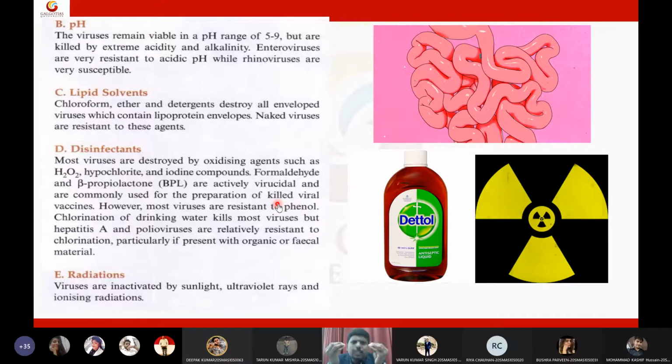Basically, viruses are the simplest living organisms, and it doesn't take much effort to kill them. All we need is somewhat warm temperatures around 60 degrees centigrade, or some lipid solvents like alcohols as a hand sanitizer, or certain disinfectants such as formaldehyde or Dettol, or just altering the pH or radiations, and you can clear all viruses actually. So it's not a big deal to kill viruses.